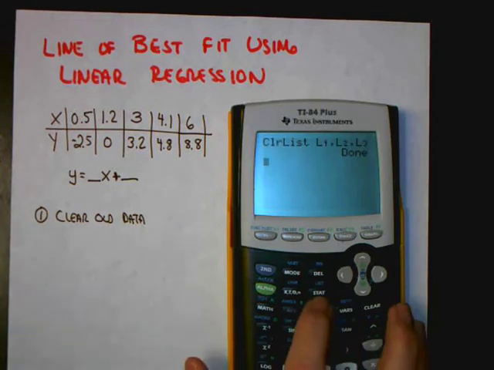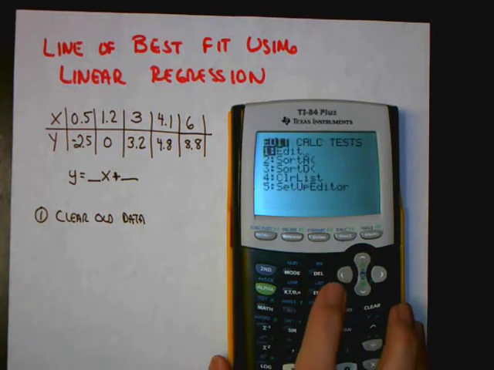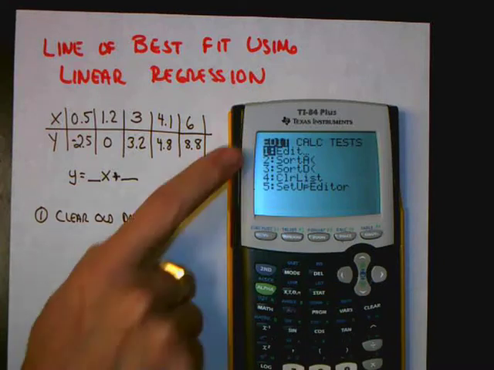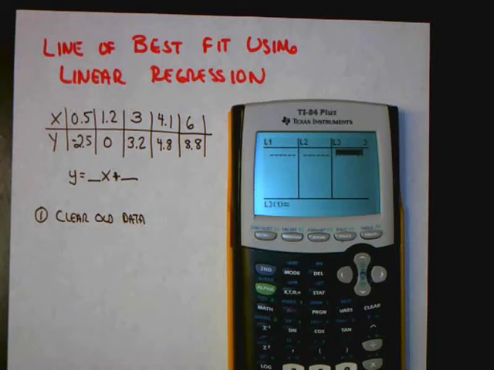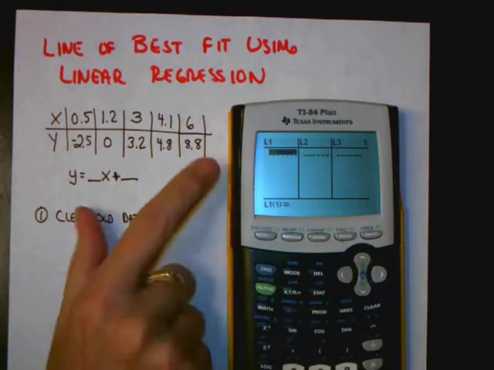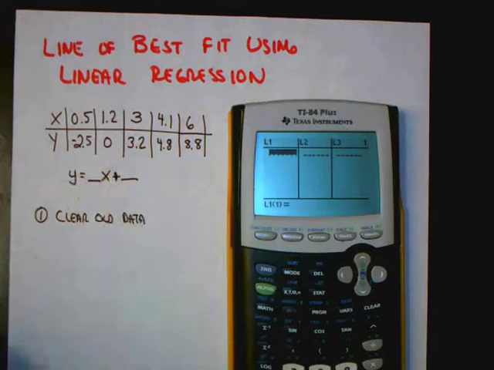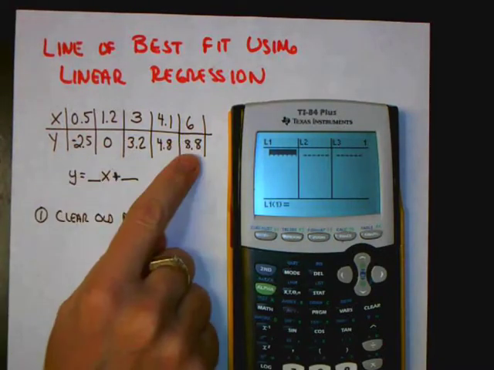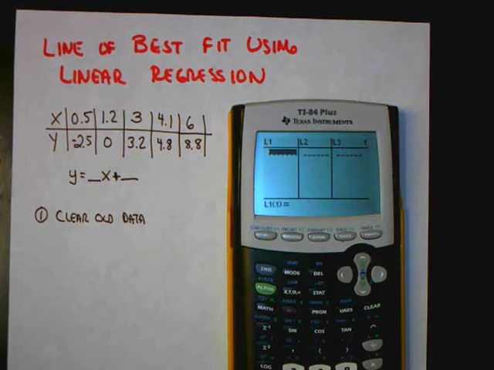Next, we're going to go back to that Stat menu, so I'm going to click the Stat button. Now we want to edit those lists. We want to enter some new data in. So I'm going to select 1, the Edit option from there. You'll see that there's a cursor that lets me enter data in 3 columns, list 1, list 2, and list 3. I'm going to enter the X values in list 1, and I'm going to enter the Y values in list 2. So here in list 1, I'm going to do the first X value, which is 0.5, and then enter. And then next is 1.2, 3, 4.1, and 6.